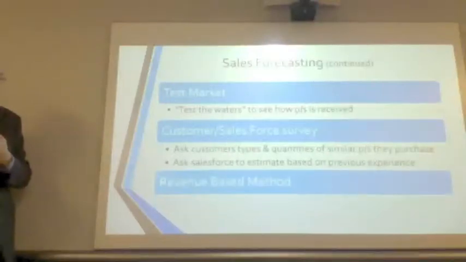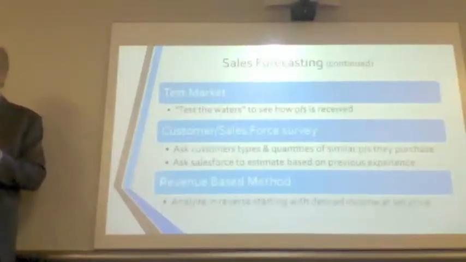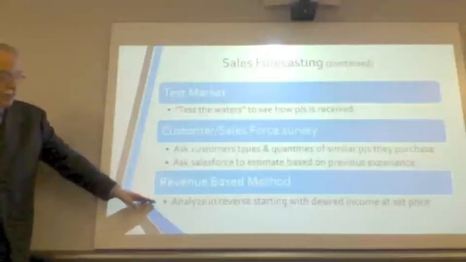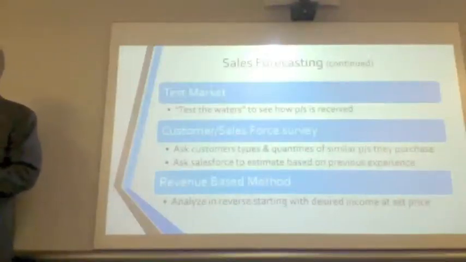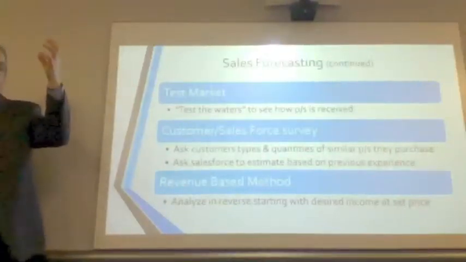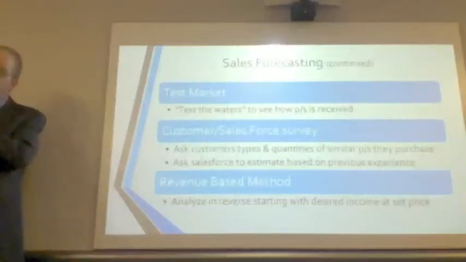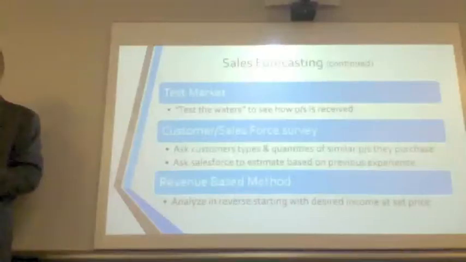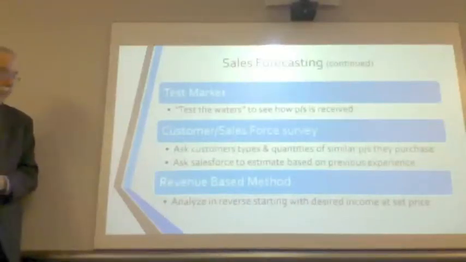And then finally, the last is kind of backwards, where you know you need a certain amount of revenue, and you know what your price is, so you take the required revenue, divide it by price, and say, oh dear Lord, I hope I sell this many. And at least you've got some estimate of what you need to sell in order to break even.